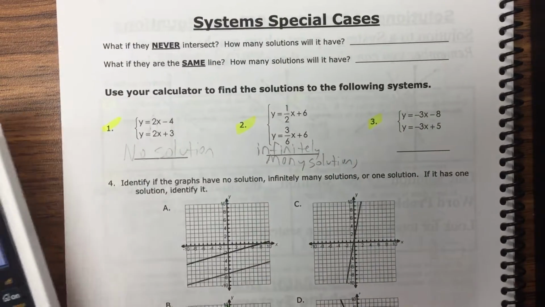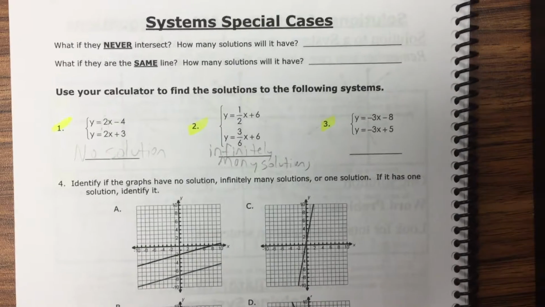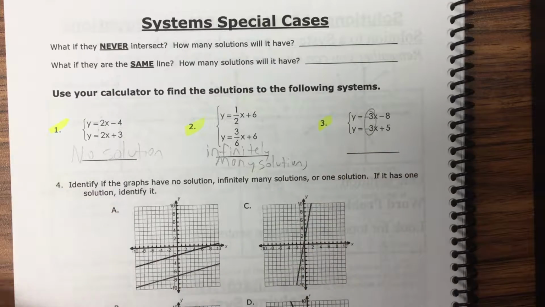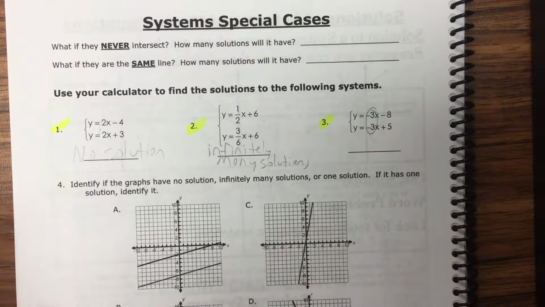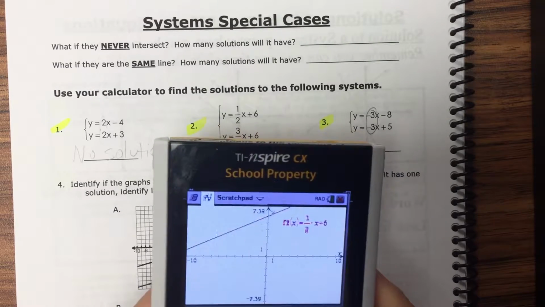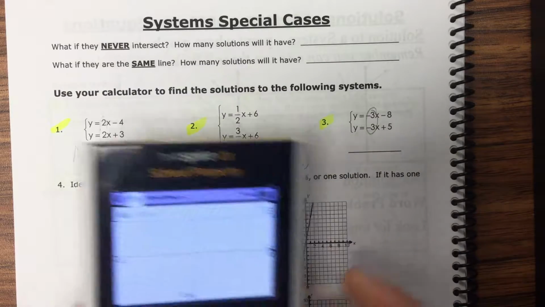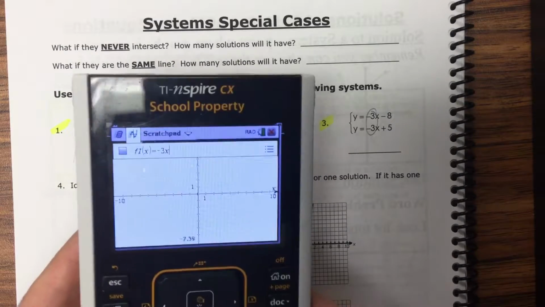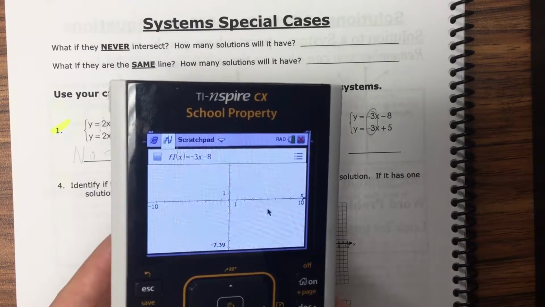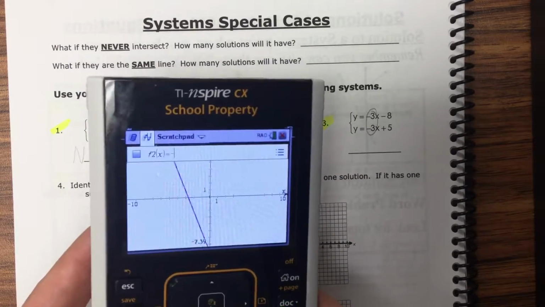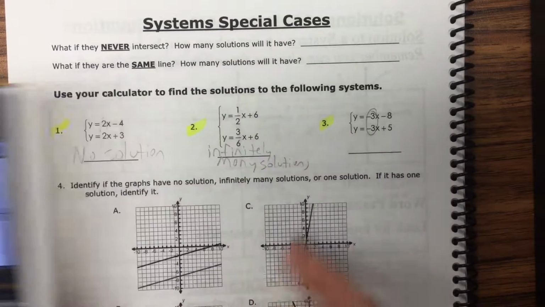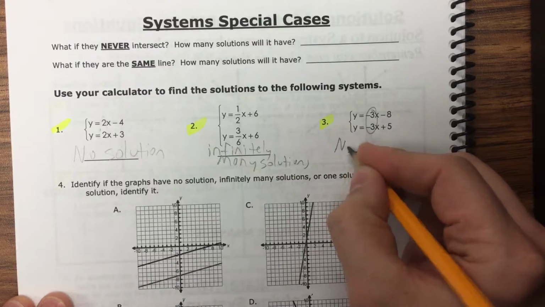Now this last one is another special case. We have the same slope again. Y equals negative 3x minus 8 and negative 3x plus 5. Already we should be thinking this is probably parallel. Let's go ahead and doc B, type them in again to make sure if you want, or you may be happy just saying that. Negative 3x minus 8. And hit tab, y equals negative 3x plus 5. Parallel. Okay, same slope. They're going to be parallel, no solution.